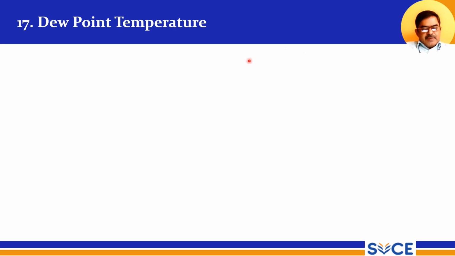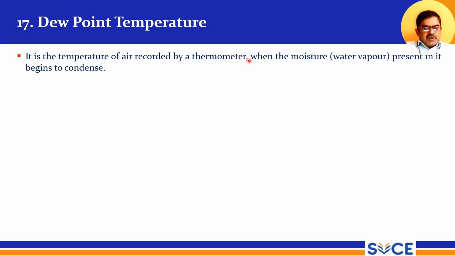Next is DPT, dew point temperature. Dew point temperature is the temperature of air recorded by a thermometer when the moisture, the water vapor present in it, begins to condense. Dew is nothing but the moisture content in it.